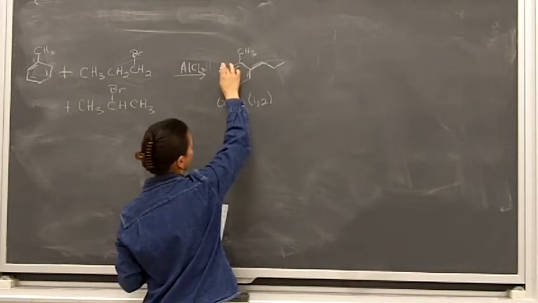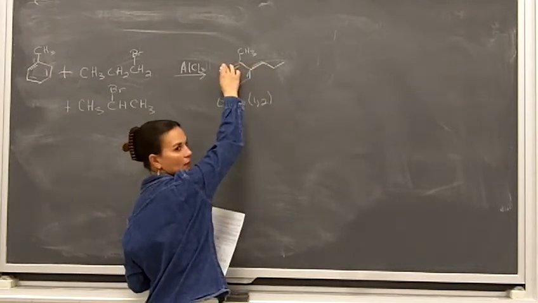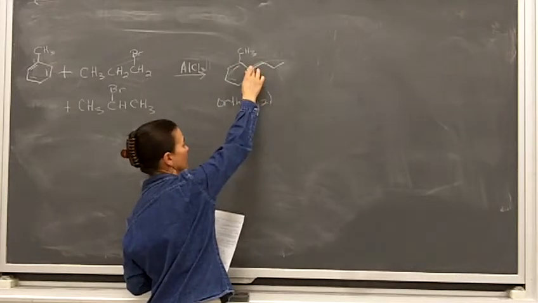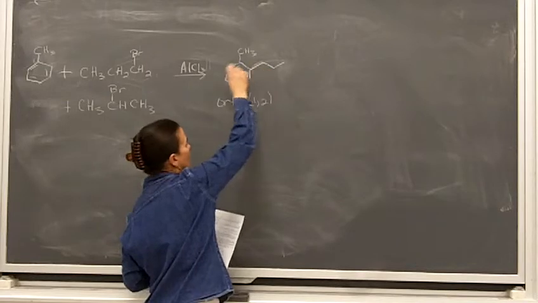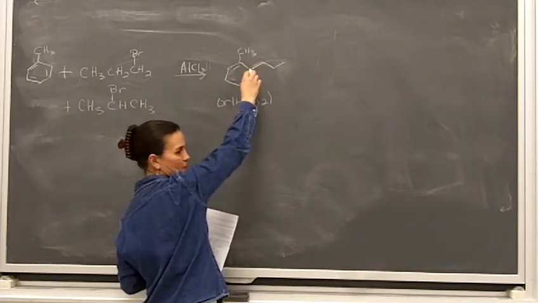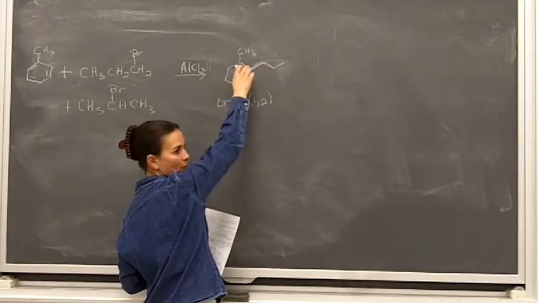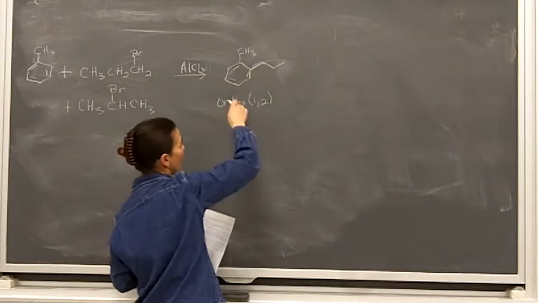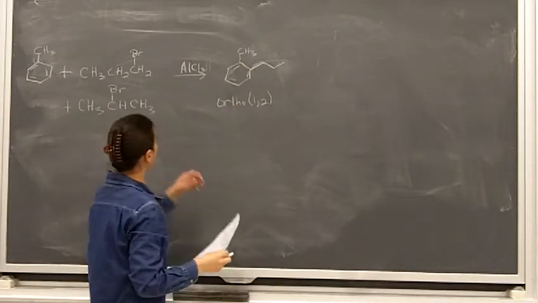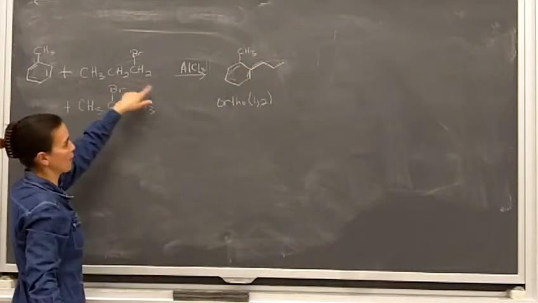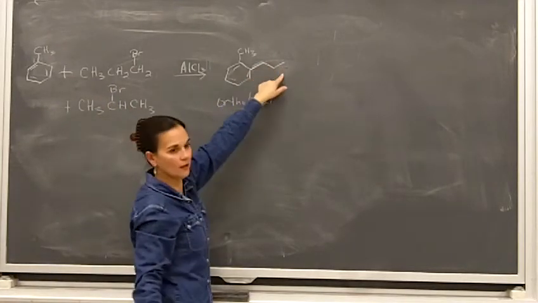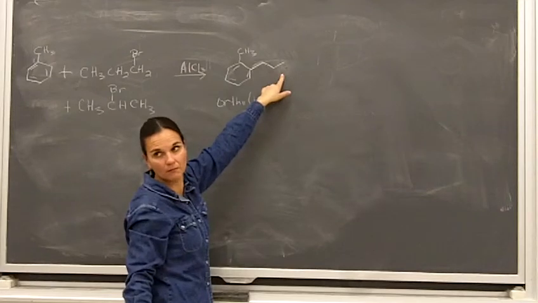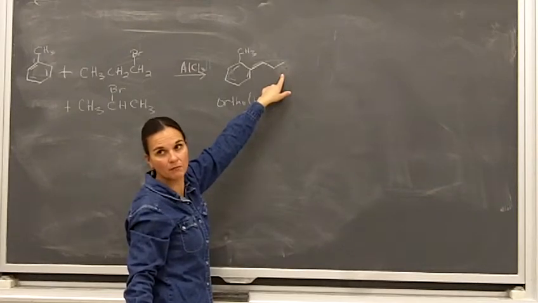And this position and this position are equivalent. Do you see that? There's no difference between here or here. They're both ortho, okay? We're looking at mono substitution though, so I'm not going to draw it on both sides, all right? So that is the ortho substitution if we add 1-bromopropane. This here is what we would add if we added 1-bromopropane. Does everyone see that part?